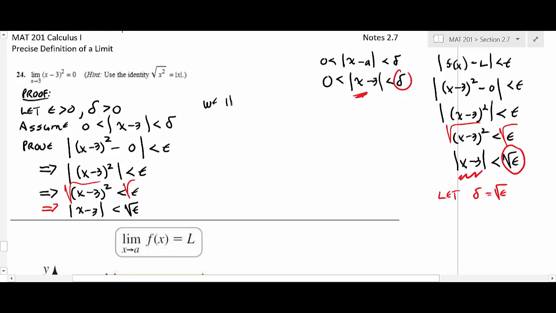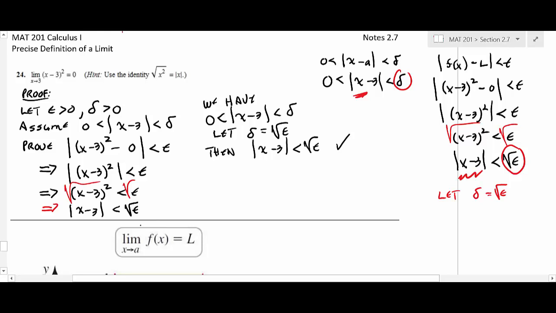Then we can say we have what we assumed, 0 less than the absolute value of x minus 3 less than delta. That's part of the definition. And then all we really need to say is let delta be equal to the square root of epsilon. Then what we'll have is the absolute value of x minus 3, replacing delta with the square root of epsilon. We've proved what we were trying to prove.